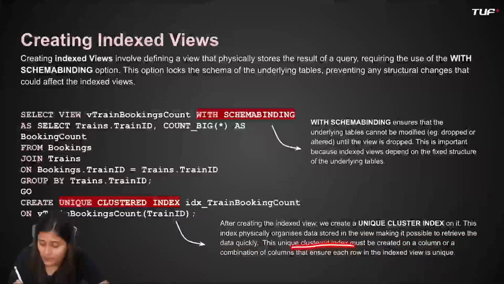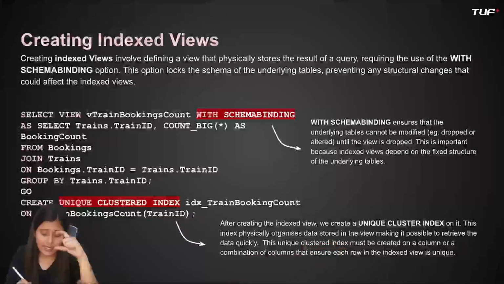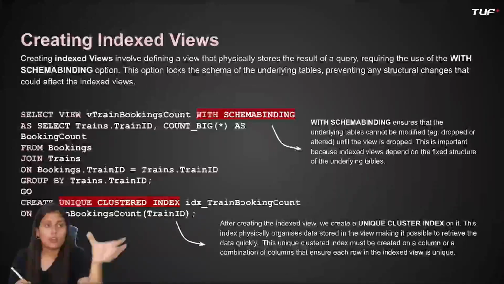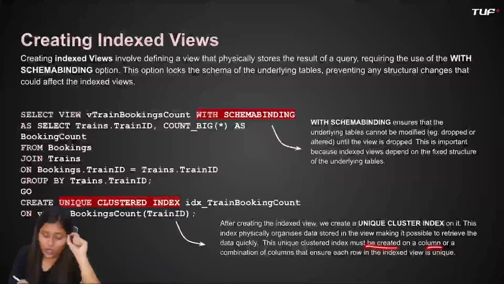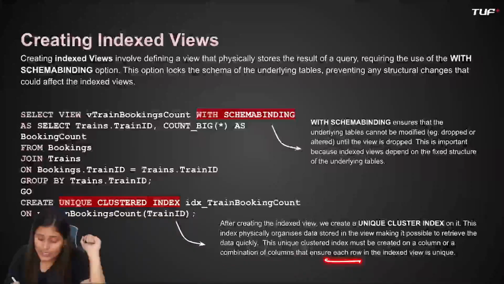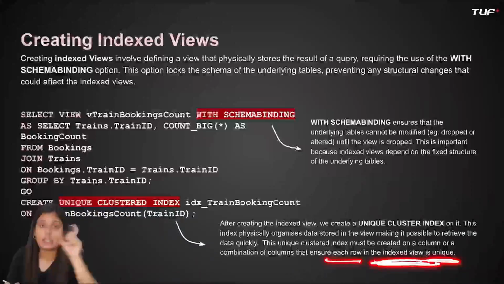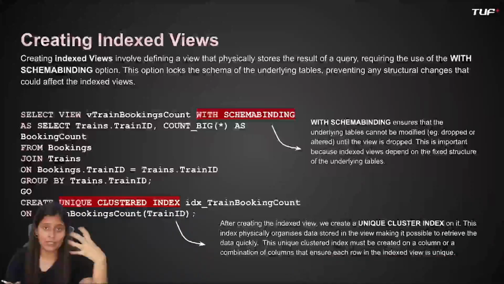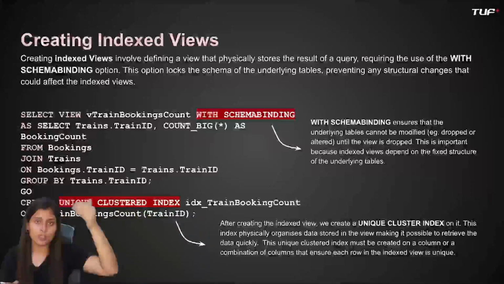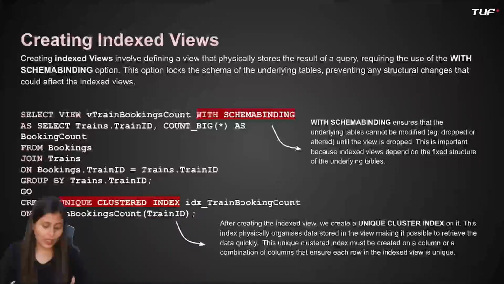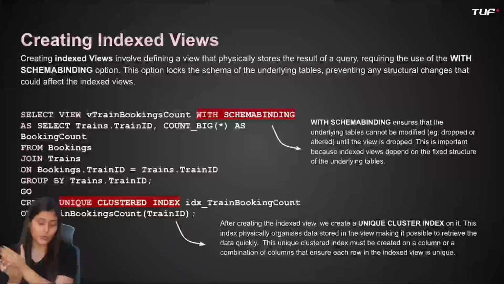This unique clustered index must be created on a column or a combination of columns. So that's what this is basically, creating the index, and all the index values are unique, so that if you are trying to fetch data based on the index, the exact row will come out as a result. And this indexing can be done on a column or a combination of columns that ensure each row in the indexed view is unique. That is the main purpose of creating the index, making every row's value unique. Now this is how we actually create the indexed view, and that is the meaning of WITH SCHEMABINDING which we are using, and why we are using and writing the unique clustered index.